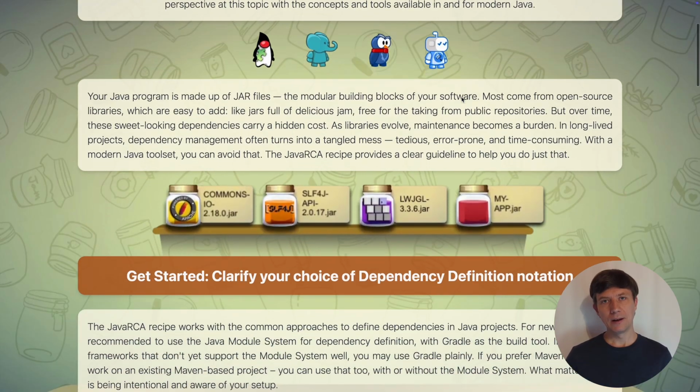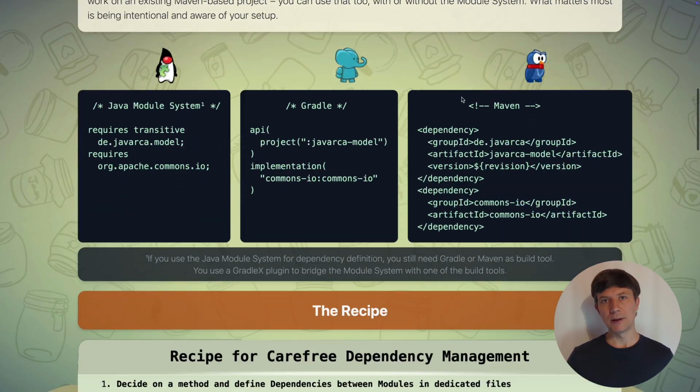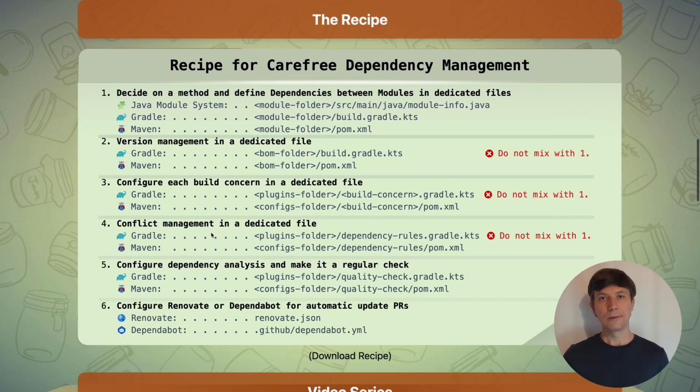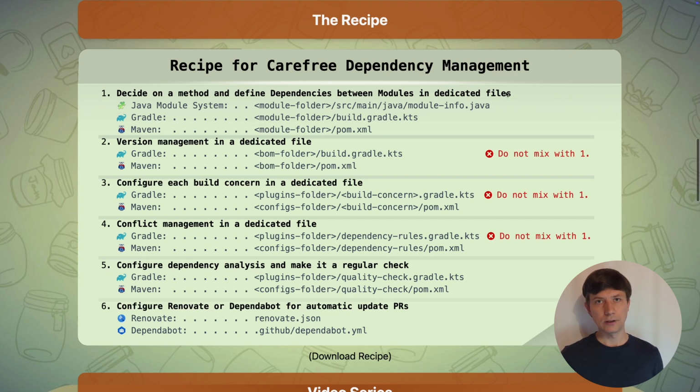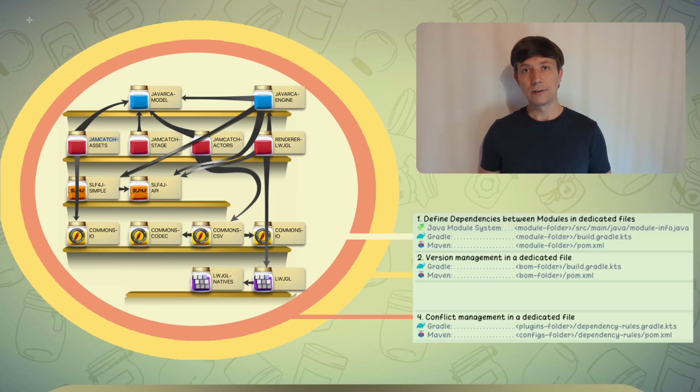Hey, in this episode, we explore the fifth item in the recipe for carefree dependency management in Java projects. The first four items were about how to structure dependency management related and build related configuration in your project. The goal of these is to separate concerns when you use Gradle or Maven for both building your software and also doing your dependency management, and in particular to define the dependencies between your own modules and third-party modules.